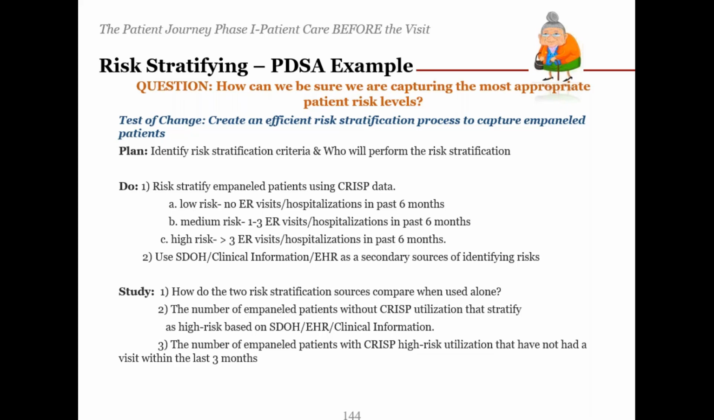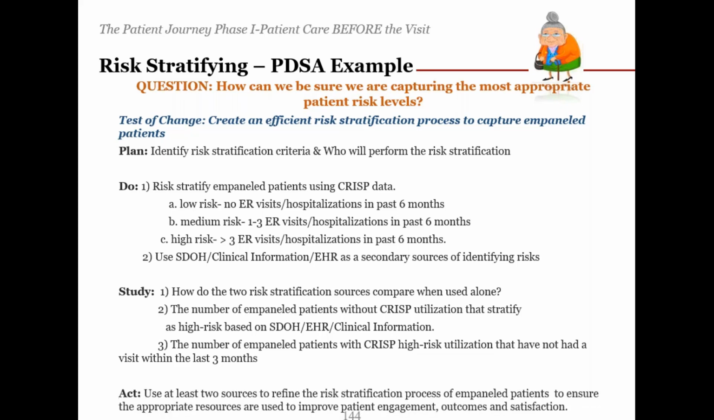And then the number of impaneled patients without the CRISP utilization that you eventually had to stratify as risk, bump them up because you had a better insight from the data from social determinants or social needs, DMR, and clinical information. And then the number of impaneled patients with high risk utilization that have not had a visit in the past 3 months. And after studying this, you figure out that there was a significant enough difference, and you choose to use at least 2 sources to refine the risk stratification process, where the second source is actually clinical intuition informed by data sources like social needs, clinical information, and all whatnot.